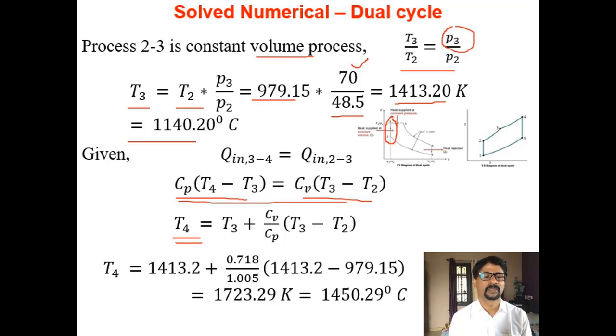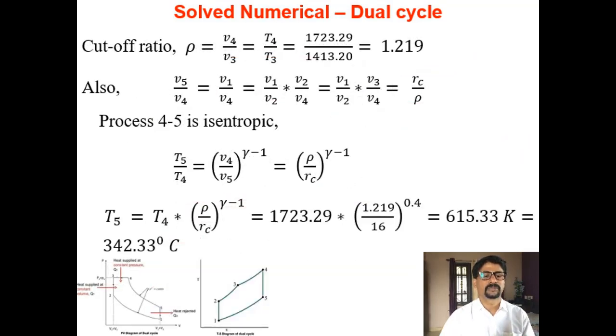You want T4, so take this Cp to the other side first. It becomes Cv by Cp here, right? Then you have T4 minus T3 here. So T3, take it to the other side. It becomes plus T3. If there is any error in my simplification, you have to inform me. So T4 is equal to T3 plus Cv by Cp into T3 minus T2. Substitute for T3, Cp, Cv, T3 and T2, and you'll get 1723.29 Kelvin or 1450.29 degrees Celsius.